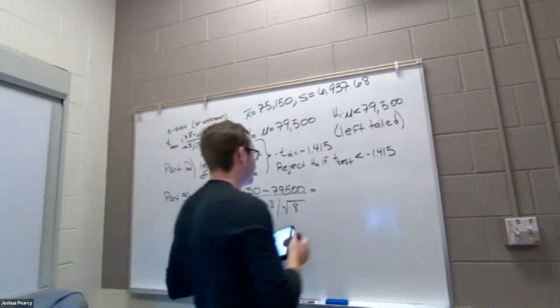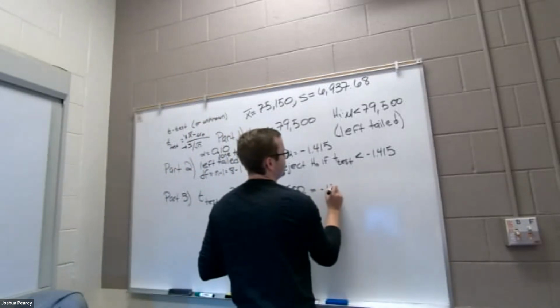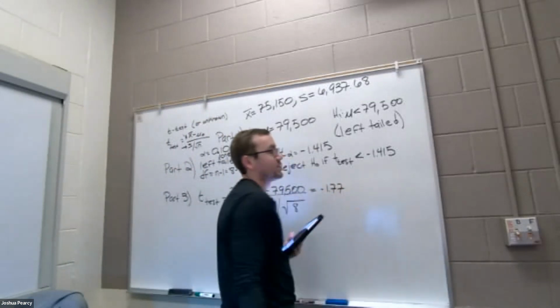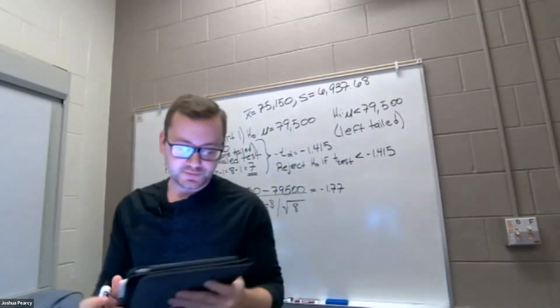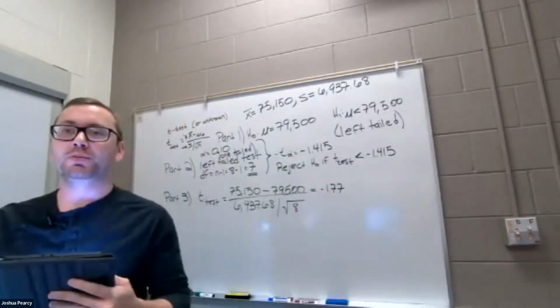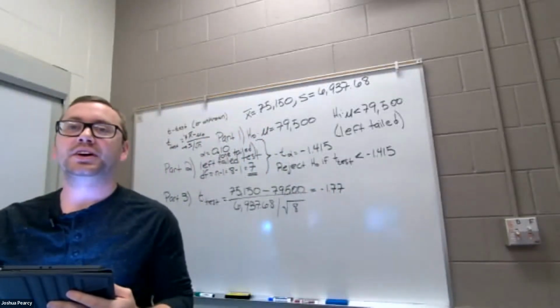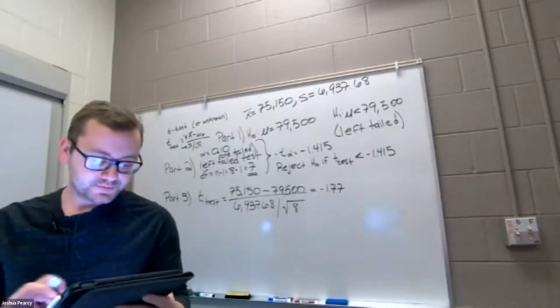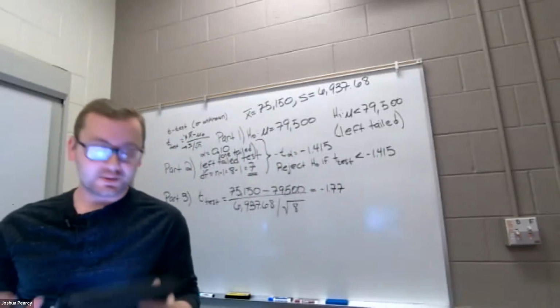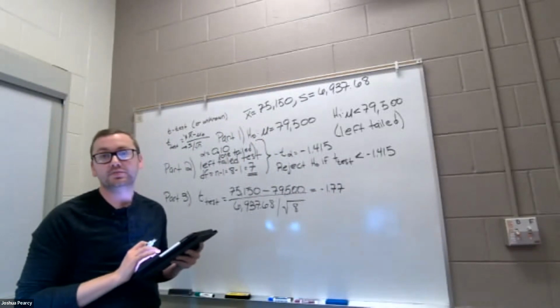Yep, correct. Negative 1.77. Do you want me to show you how to find the p-value? I don't care. Okay, great. We really don't need it, I don't think. Let me check.